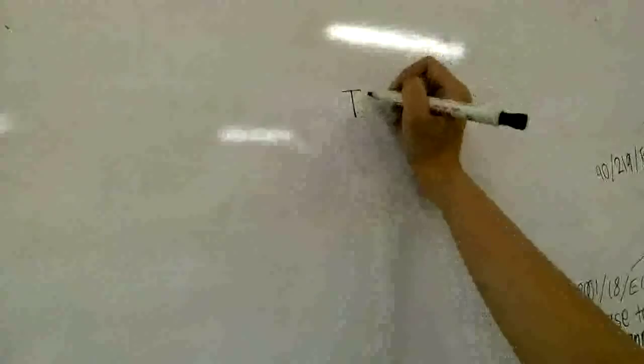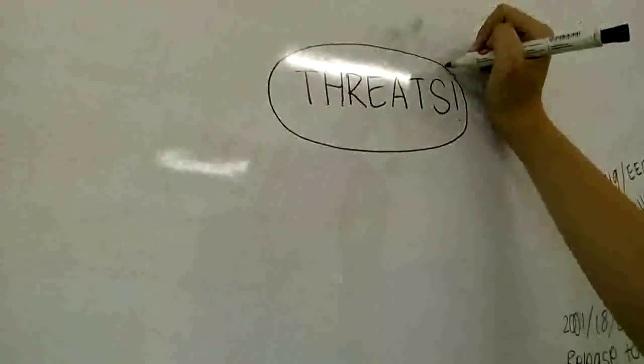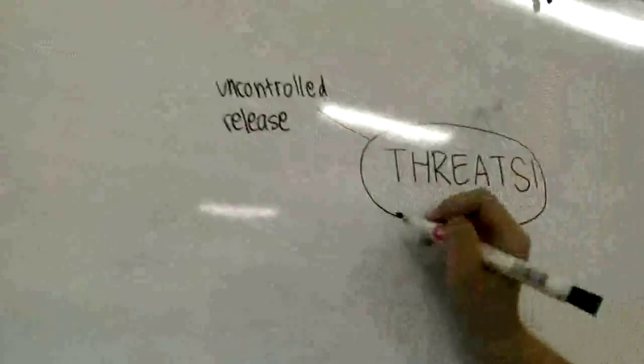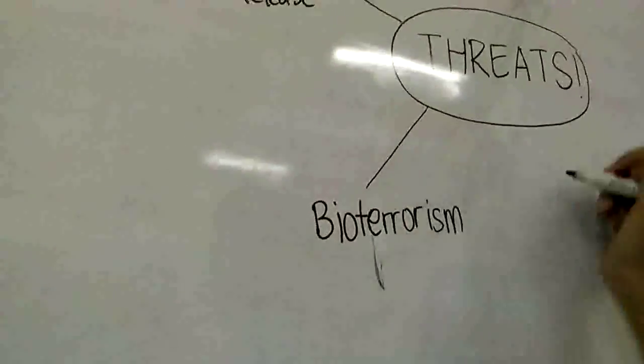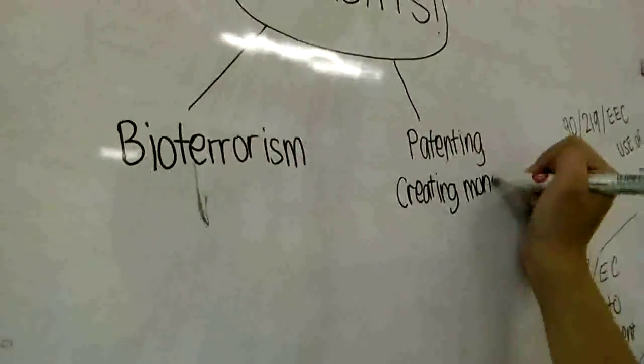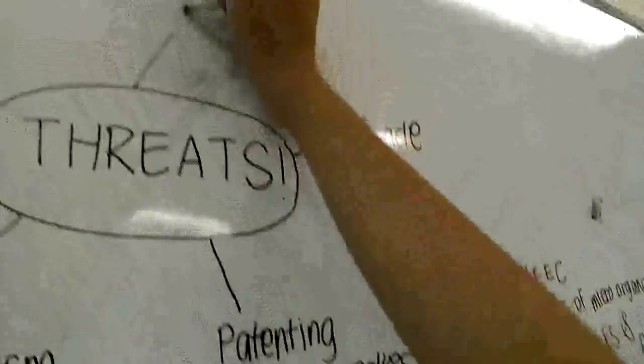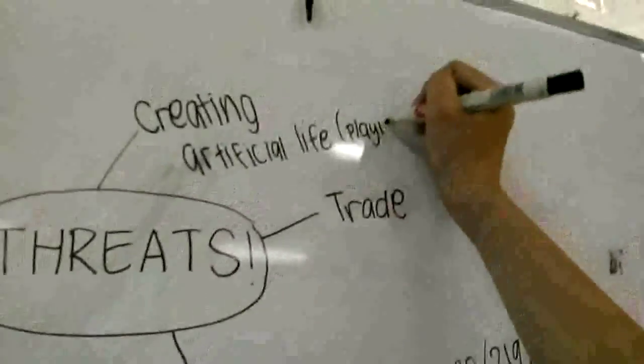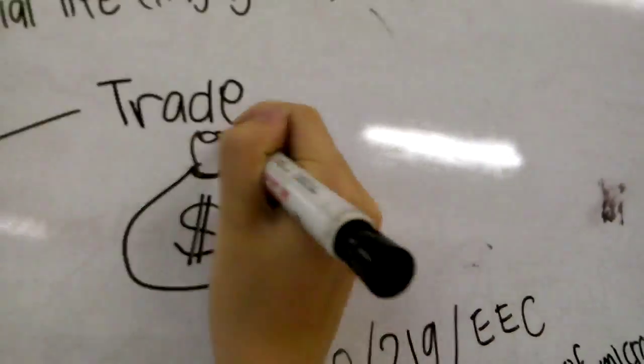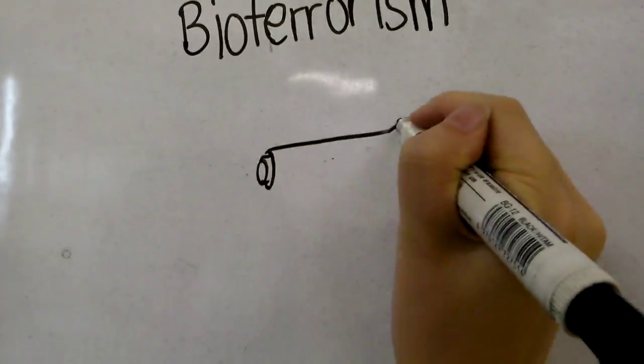Laws and regulations are made because of several threats that synthetic biology poses. Synthetic biology can be useful for the future, but it can also do great damage, such as bioterrorism. Some of the threats that synthetic biology poses are uncontrolled release, bioterrorism, patenting and creating of monopolies, trade and global justice, and more importantly, creating artificial life, which means playing God.